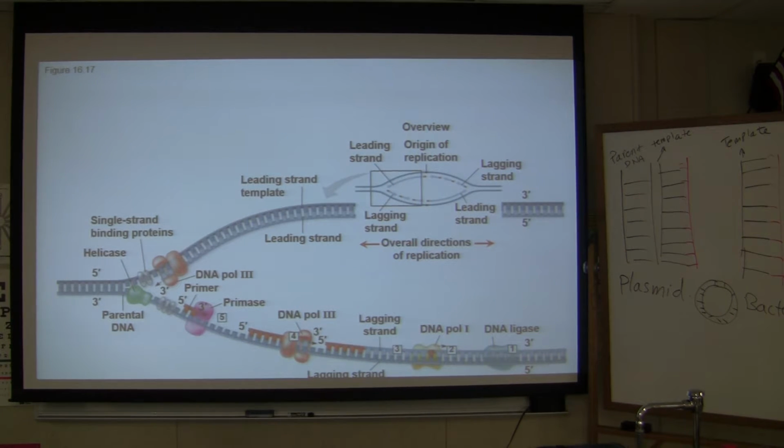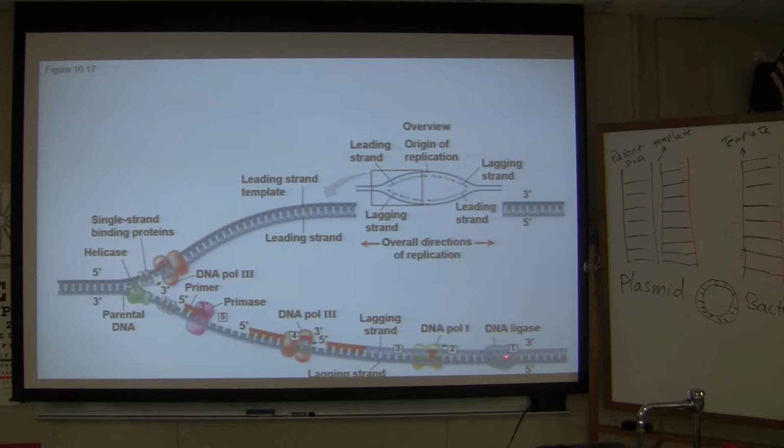DNA ligase is on the bottom, right here. It puts the fragments of DNA together, and DNA polymerase 1 removes the RNA and replaces it with DNA. And again, this is helicase. Remember that it unwinds and unzips DNA.